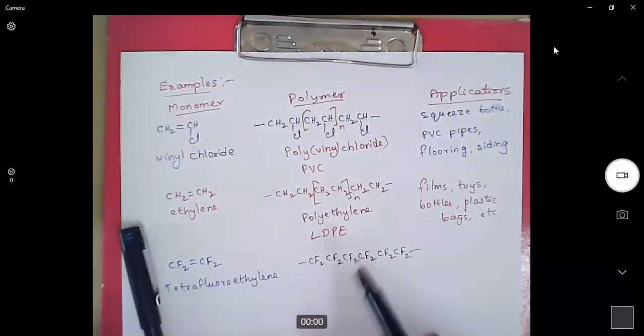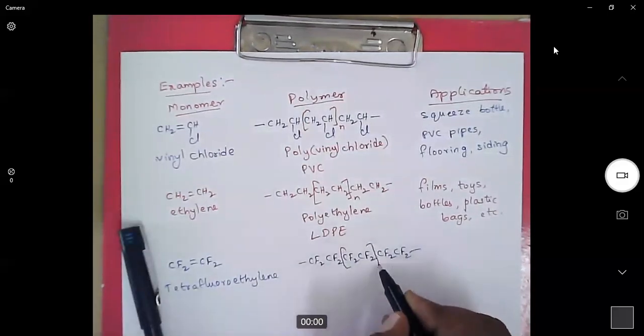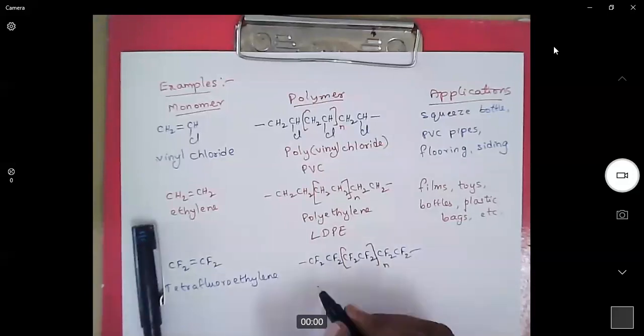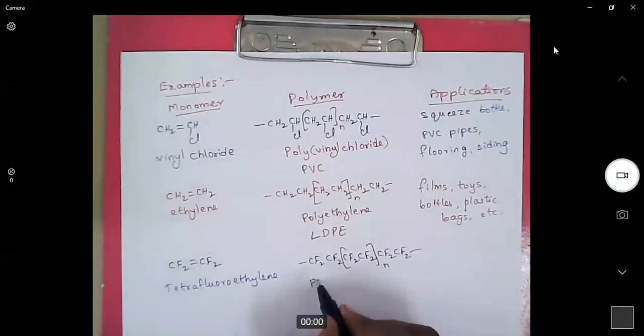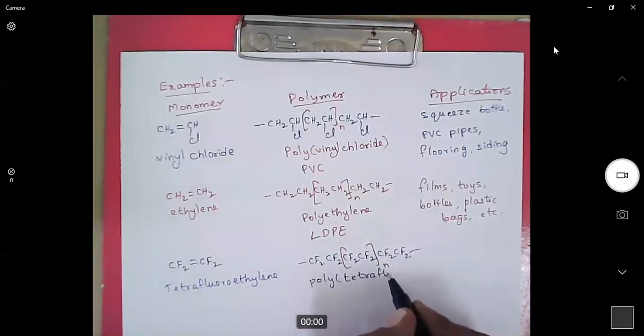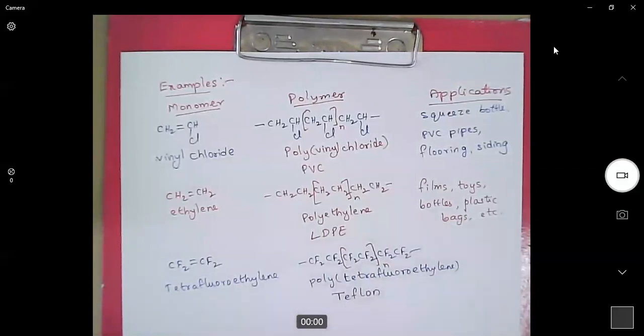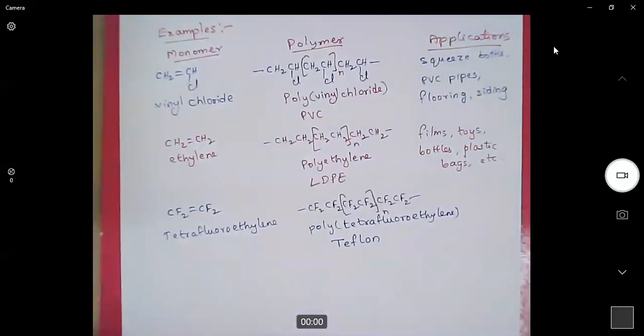CF2 is the monomer. So the nomenclature is polytetrafluoroethylene. If I say polytetrafluoroethylene, you may not recognize it, but it is very famous as Teflon. Now you come to know the applications of Teflon. Teflon is a very high temperature resistant material.